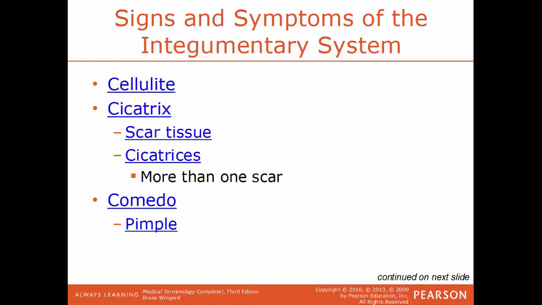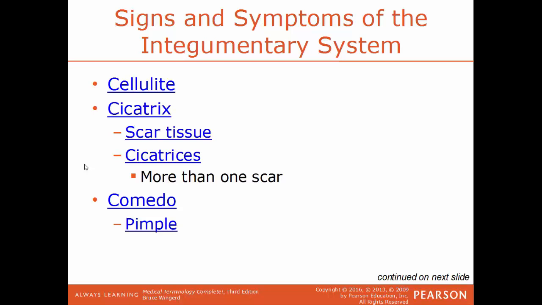The cellulite, this is an area of fat deposits that are found under the skin, usually around the hips and the thighs. And the way that the fat is deposited, it gives the skin a very dimpled appearance. That's called cellulite. Next one, cicatrix. This is the formal name for a scar after a wound is healed. And whenever you have more than one scar, those will be collectively called cicatrices. So you can't just add an S to the end of this word because it ends with X. So cicatrix is one scar. More than one scar would be cicatrices.